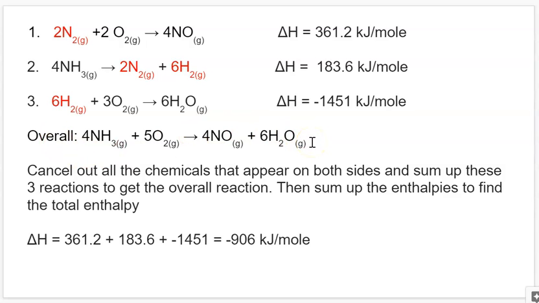So now in order to get the enthalpy of the overall equation, I'm going to sum up all of the enthalpies of the individual steps. And you can see that here, once we do that, we get negative 906 kilojoules per mole overall.